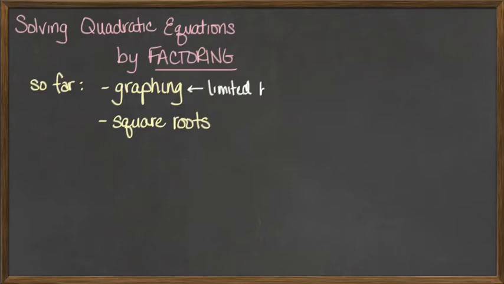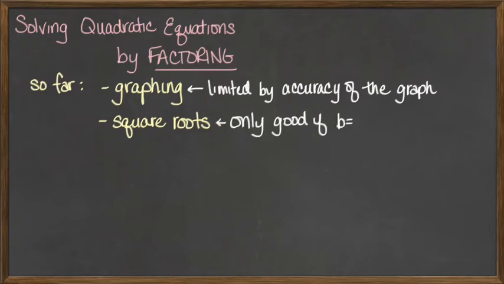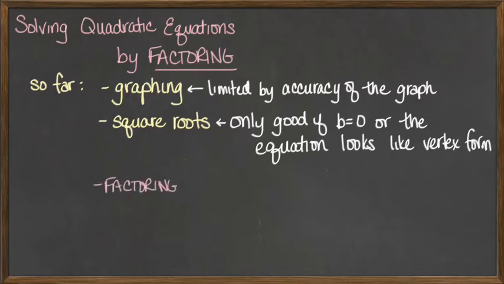Now, graphing was limited. It's inefficient. It's limited by the accuracy of the graph, and unless the graph is given to me, I'm probably not going to choose to go that route. Square roots were only a valuable method if b was equal to 0, or if it kind of looked like it was in a vertex form-ish setup.